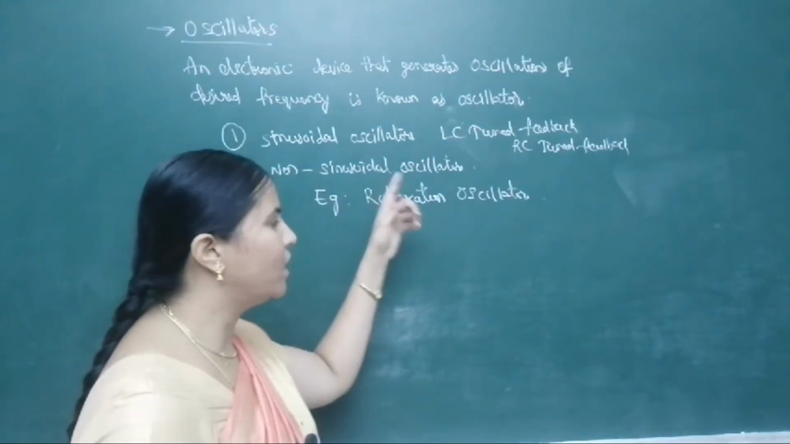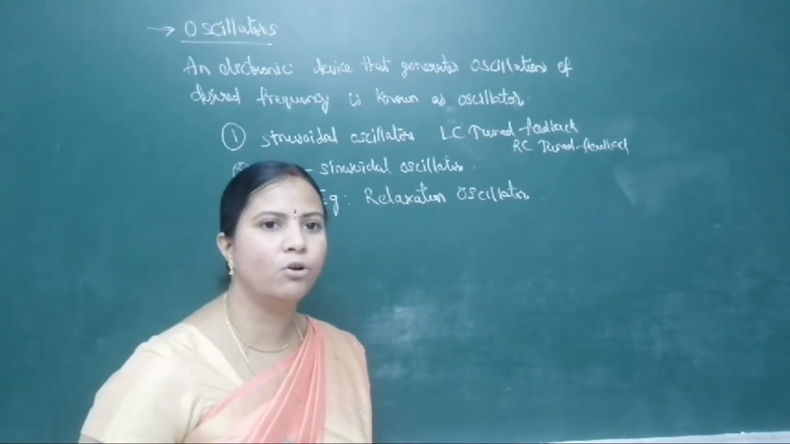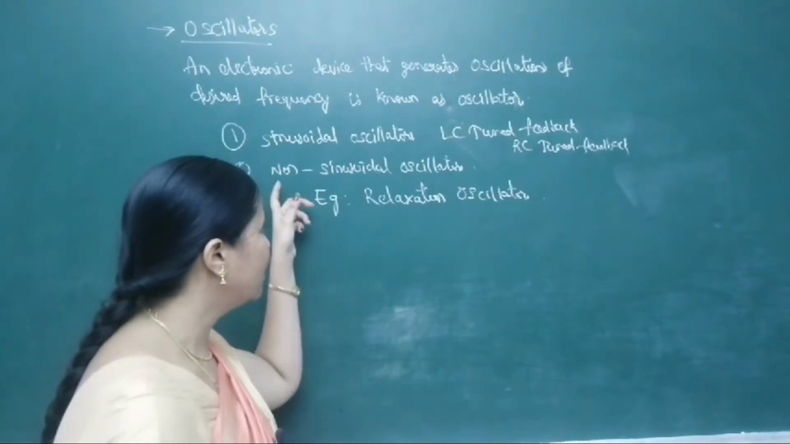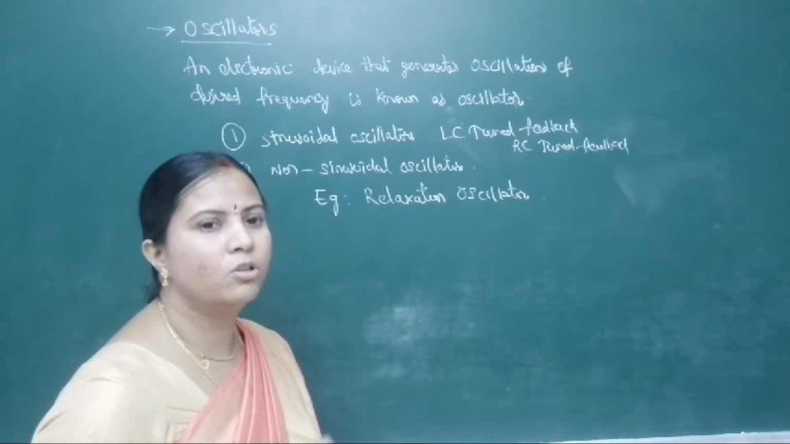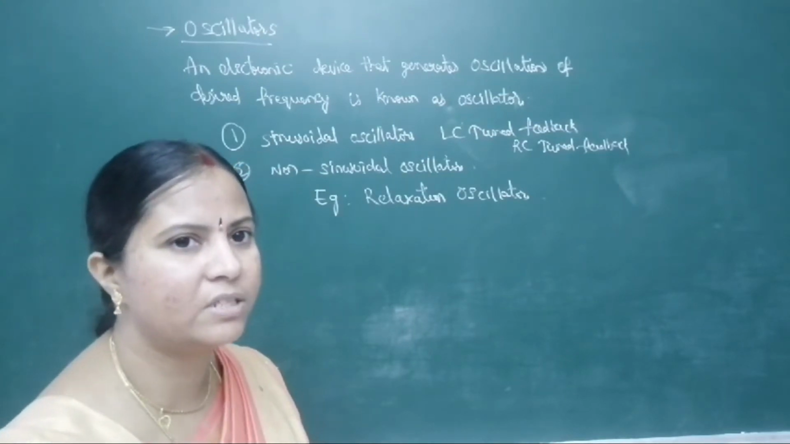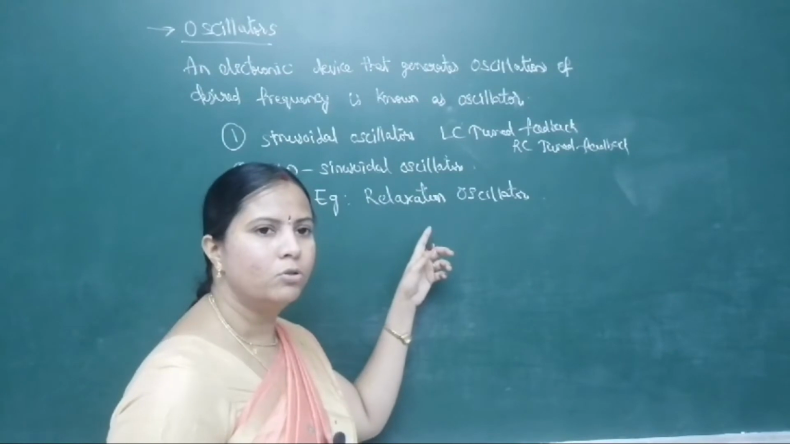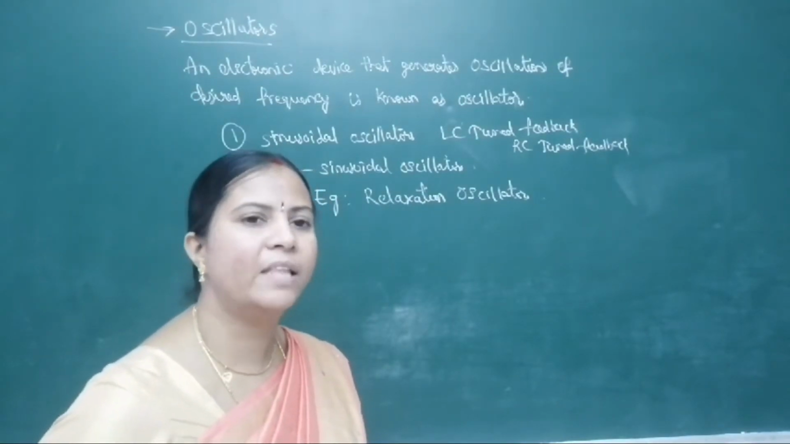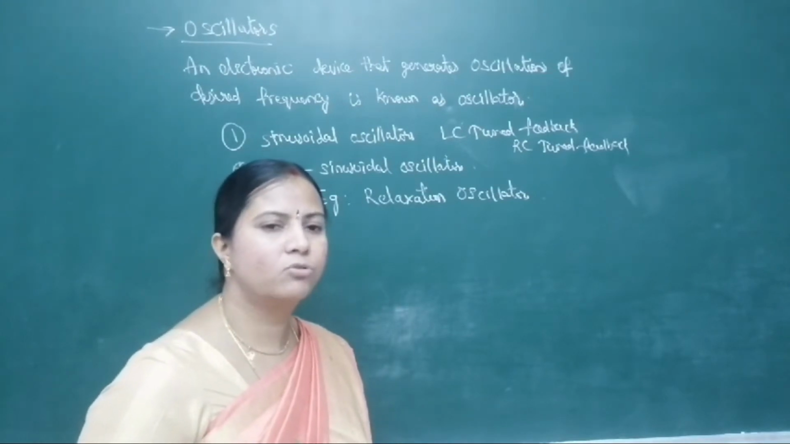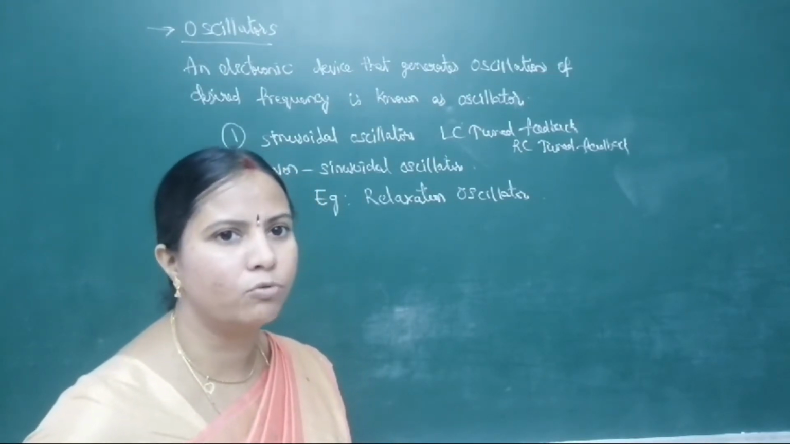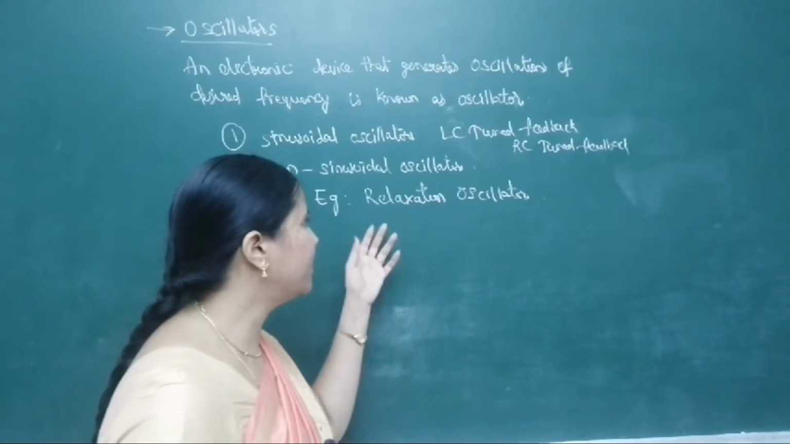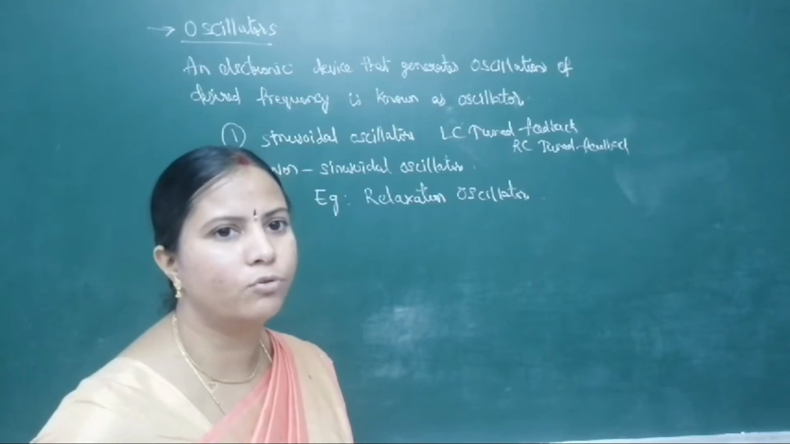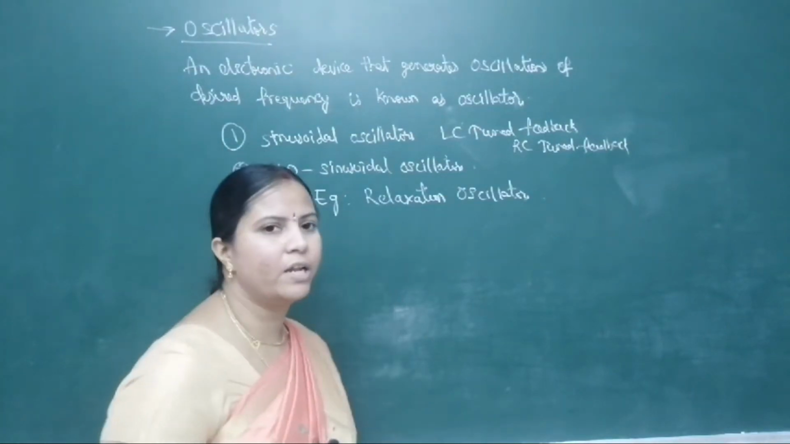Coming to the non-sinusoidal oscillators, these are the circuits which generate non-sinusoidal oscillations of desired frequency. Examples of non-sinusoidal oscillators are relaxation oscillators. These oscillators cannot generate sinusoidal waveforms. They will generate either a square waveform, triangular waveform or sawtooth waveform. So these are the non-sinusoidal oscillators.